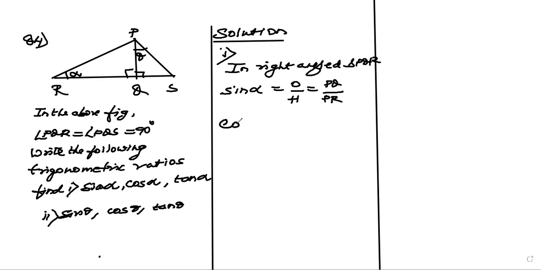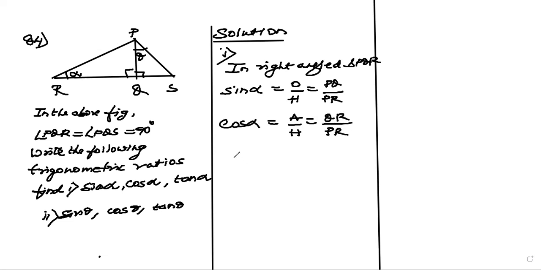Next, children, I want cos alpha. Sin alpha, cos alpha, tan alpha. Sin, cos, tan, O, R, O, A. So sin is O, cos should be R. Got it? Now for this alpha, which is the adjacent side, you can see QR and PR. PR is the hypotenuse, so QR is the adjacent side. So QR upon PR, okay?